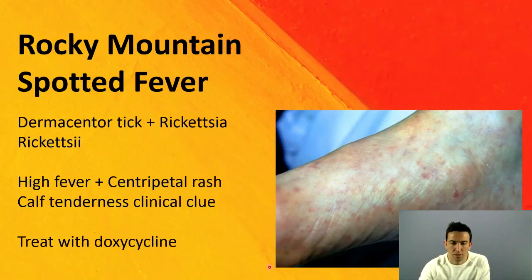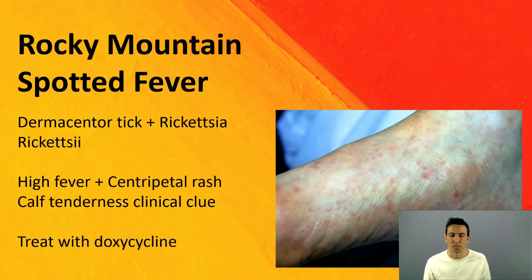And so the big clue on this one is the type of rash that's included. It's a blanching-like rash that you kind of see here. Classically, it starts on the flexor surfaces of the wrists and the ankles, and then it moves to the palms and soles, and then it goes centrally towards the body and kind of covers everything. And that's described as a centripetal rash, not a centrifugal rash.